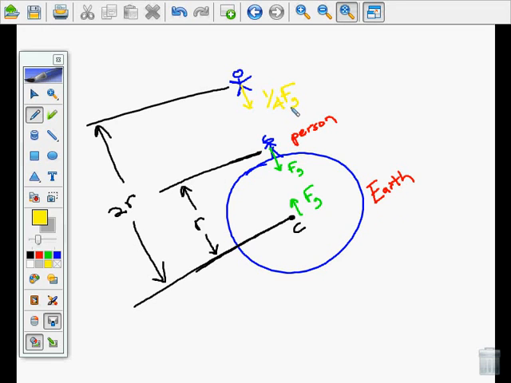Of course, your mass, how much material, how much matter you're made up of, that would stay constant. That doesn't change as you go farther away from the surface of the Earth, but your weight does. It obeys that inverse square rule.